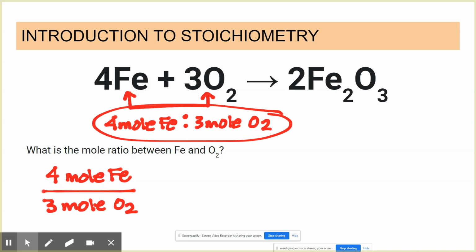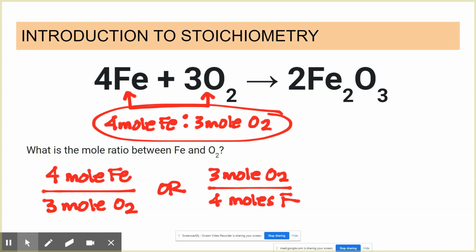Or you can write it the other way around: for every 3 moles of O2, you would need 4 moles of Fe. Again, when we talk about the mole ratio, we're just looking at the coefficients of the substances in the chemical equation. Now remember, the chemical equation has to be balanced, and that's the key there. It has to be balanced.